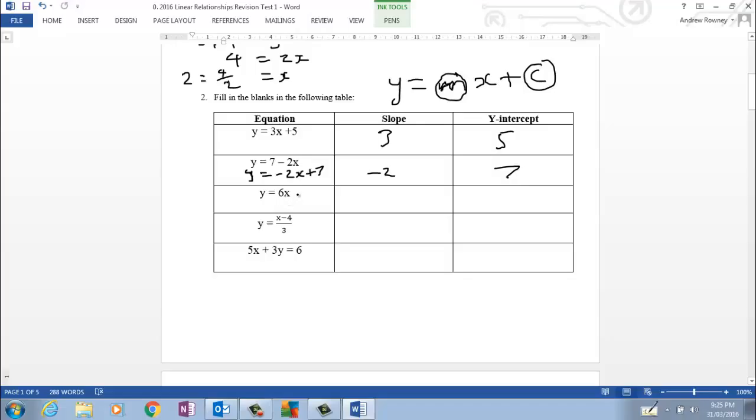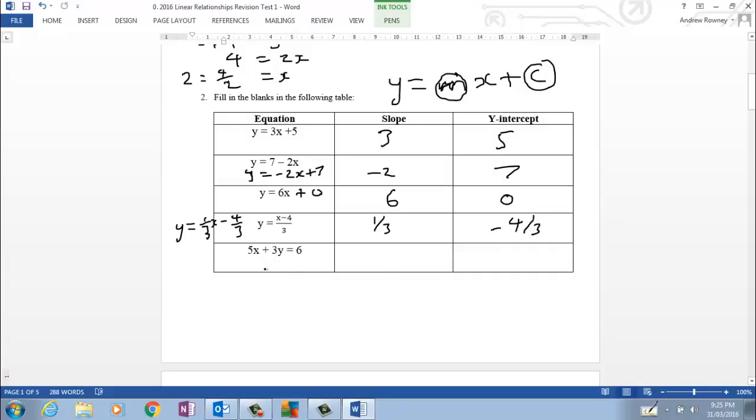This one here is mx plus c. Notice there's no c, so your y-intercept is 0. Your slope, the m, is 6. This one here could be changed to y equals 1/3 x minus 4 on 3. If you need any help with that, you can see my video on fractions. Now the slope in front of the x is 1/3 and the y-intercept is minus 4 on 3.